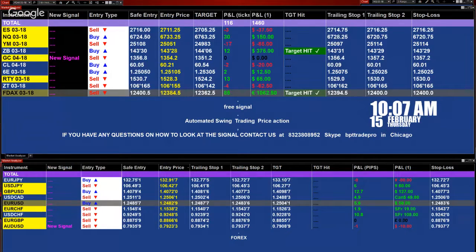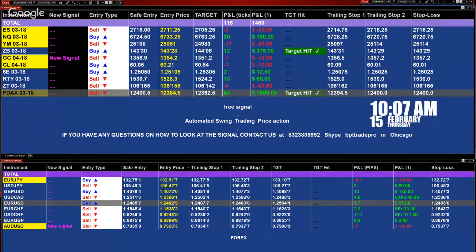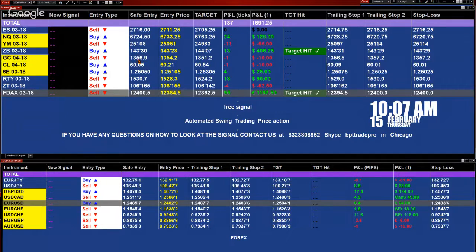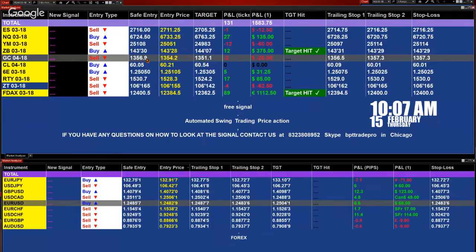Okay, we have a new signal on the gold. We have a new signal on the gold, and the entry is a sell at 13569. This is the new signal right now.